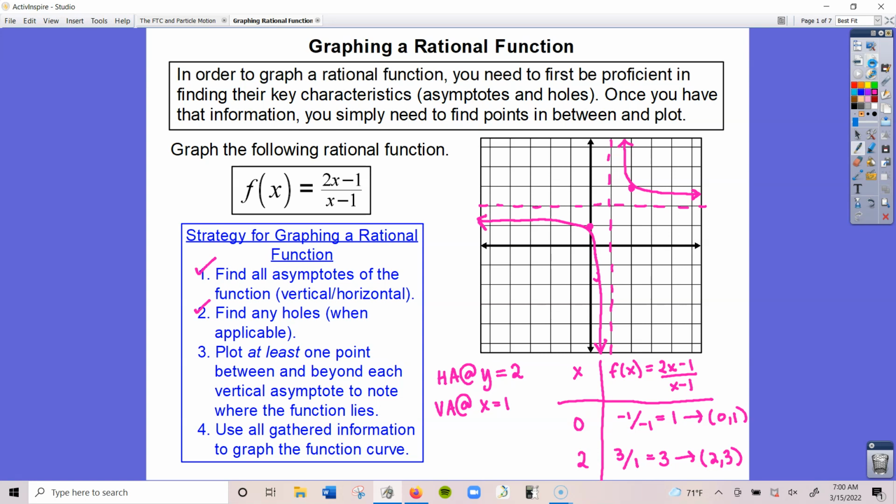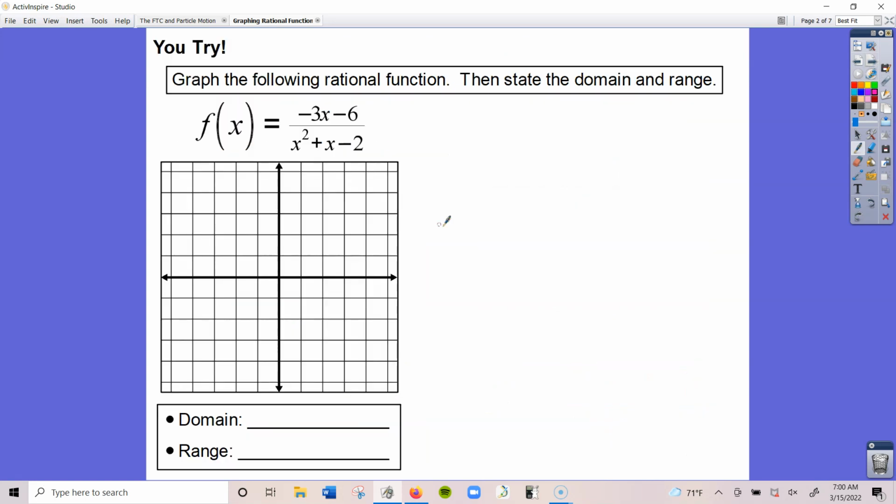Let's try a couple more examples. Here we're going to graph the rational function, and then we're also going to state the domain and range. So before I begin, I'd like to look to see where I have a horizontal asymptote. Since the degree is smaller in the numerator than in the denominator, this means that I have a horizontal asymptote at y is equal to 0.